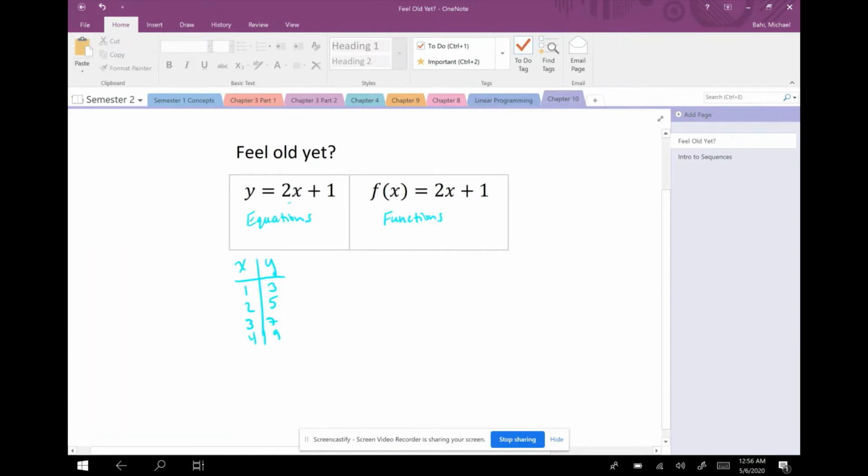So as functions, we would have the exact same table, except for y, we would have f of x. And I'm just going to use the same numbers here. If x is 1, f of 1 would be 3. If x is 2, f of 2 would be 5. If x is 3, f of 3 would be 7. F of 4 is 9, and so on, so on, so on. So, again, more or less the same.